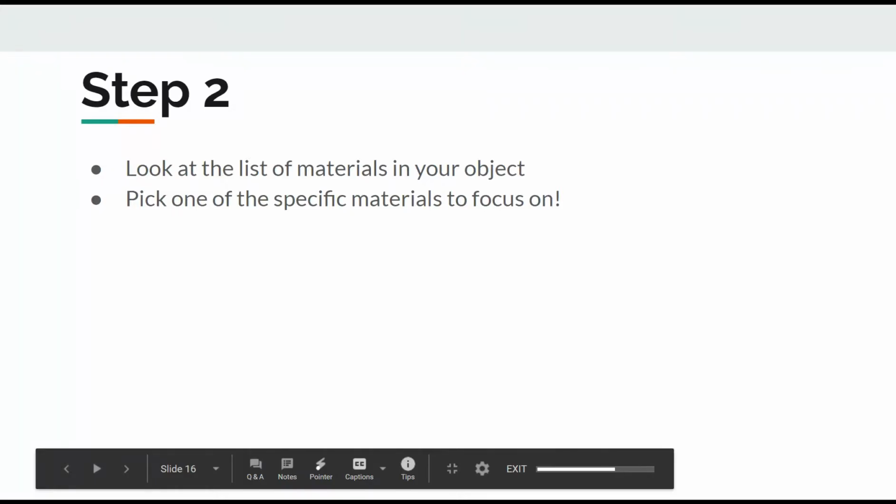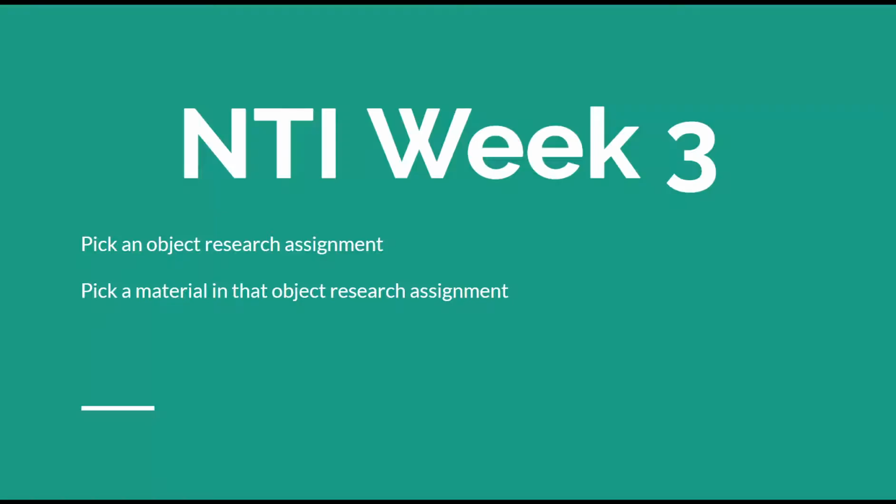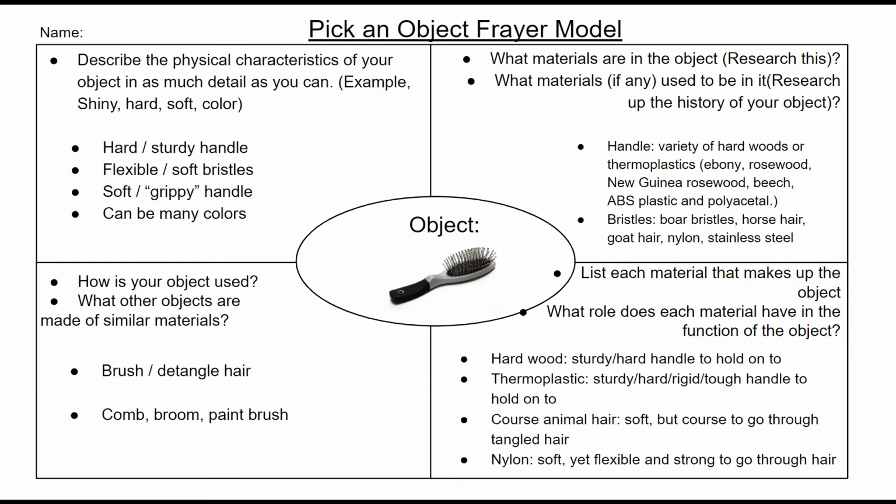Great. So you should have already completed the first Frayer model, step one, looking at a particular object. If you've not, please go back and do that first, because this will be very difficult for you otherwise. So step two, look at the materials that you listed in your previous Frayer model. Go back and look in the top right box, about what are some of the common materials that might be found in your object.